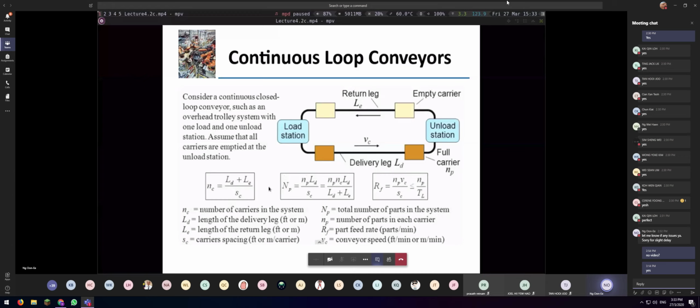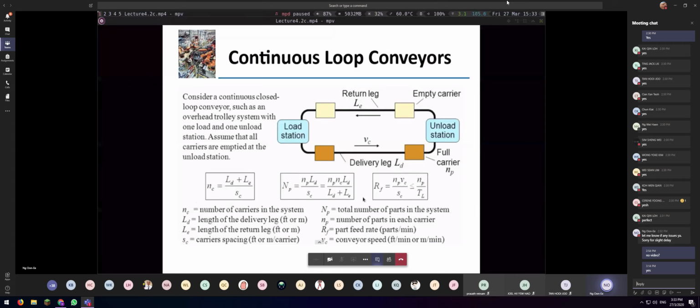What is the total number of parts in the system? It's just the number of parts in each carrier multiplied by the delivery leg, because there are no parts on the return leg. So only in the delivery leg you have parts. So multiplied by this distance over your spacing. Okay, which is also equal to number of parts times the number of carriers in the system multiplied by LD over LD plus LE. So this is just replacing your SC here with NC over LD plus LE.